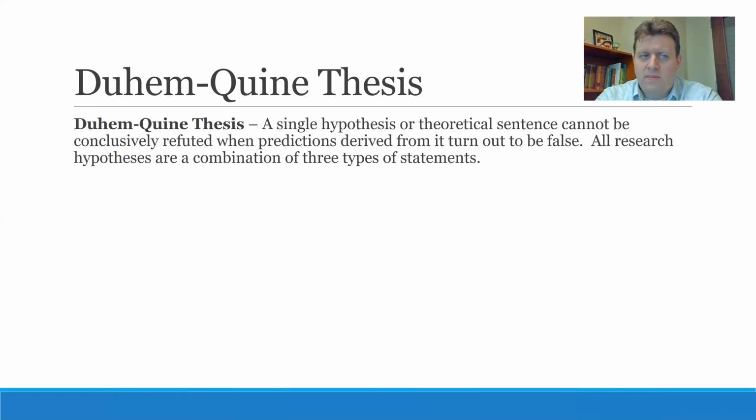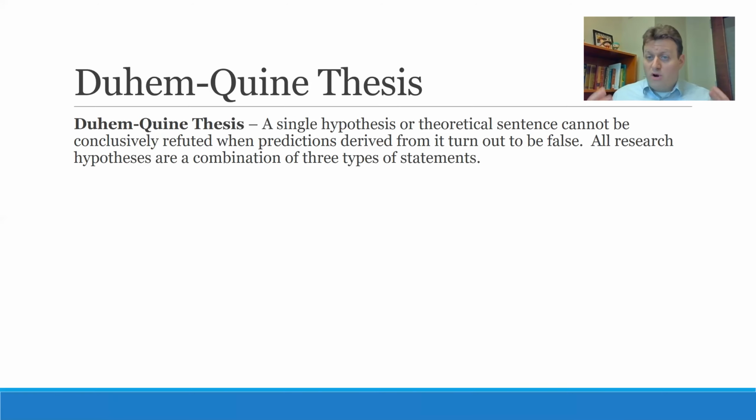This is the Duhem-Quine thesis. It's an idea by philosophers about what happens when scientists test their hypotheses, when they conduct an experiment. If our experiment doesn't work out, if it fails and we don't find what we intended to find, it's not just the case that maybe our hypothesis is wrong. There are multiple reasons why our experiment could fail.